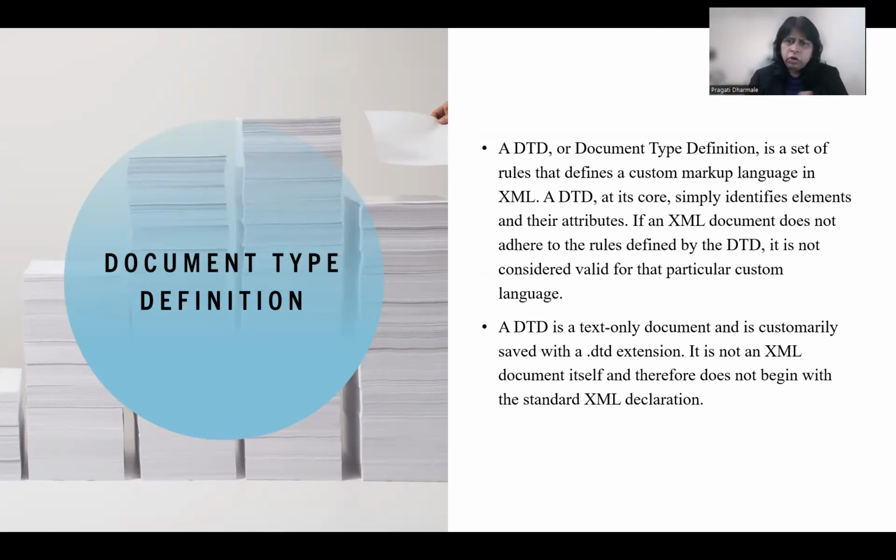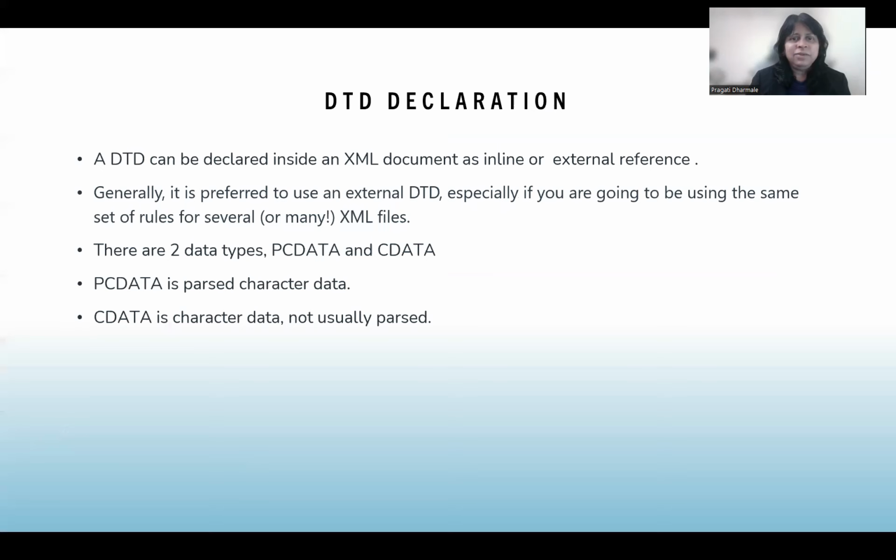Now, it's a text document and is customarily saved with a .dtd extension. We don't save it as .xml extension. A DTD is basically a text document that we save with a .dtd extension, wherein DTD stands for document type definition.